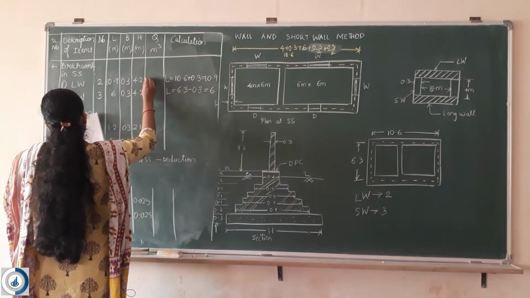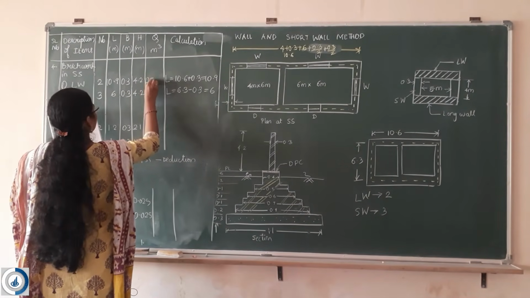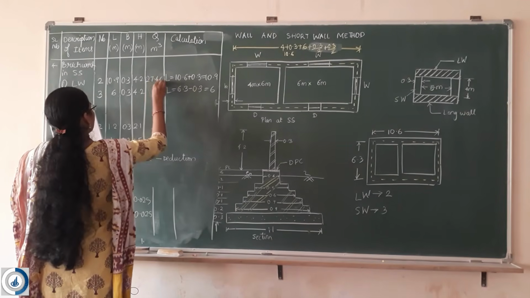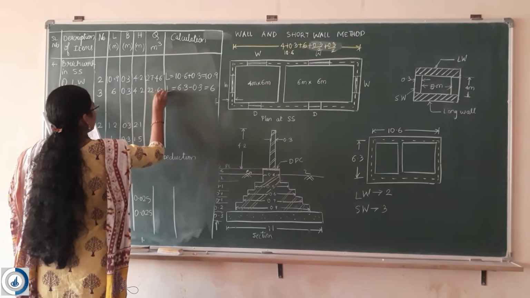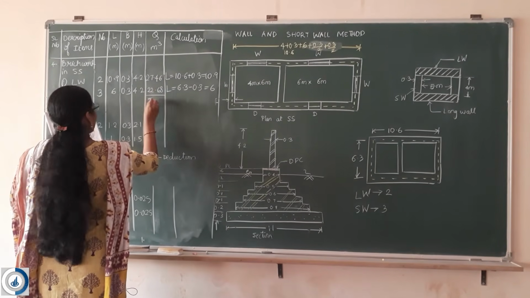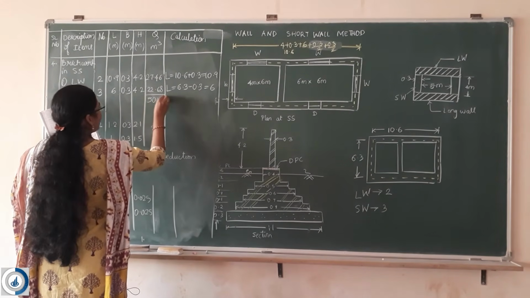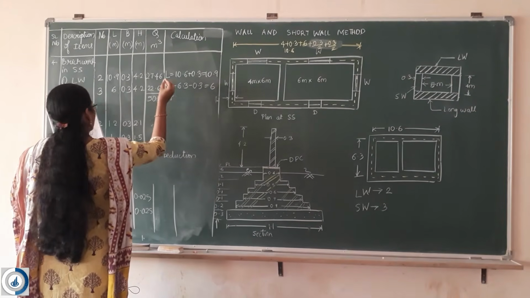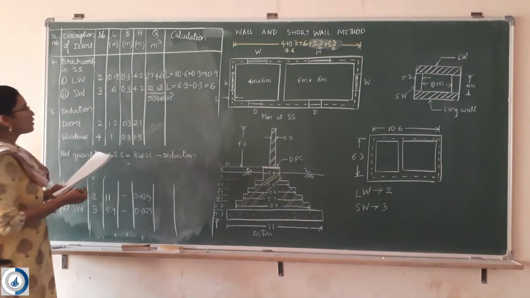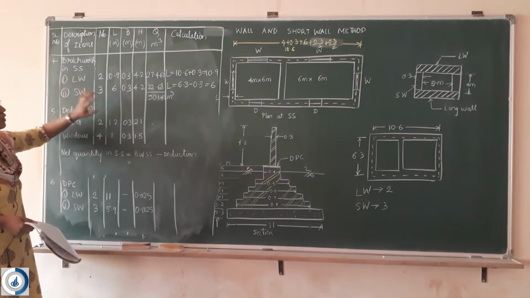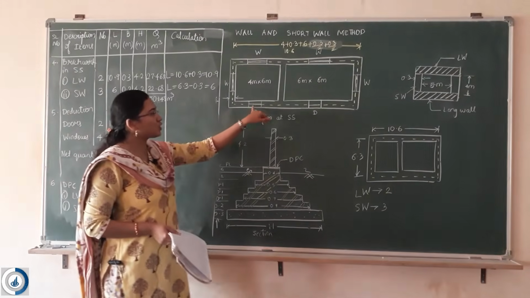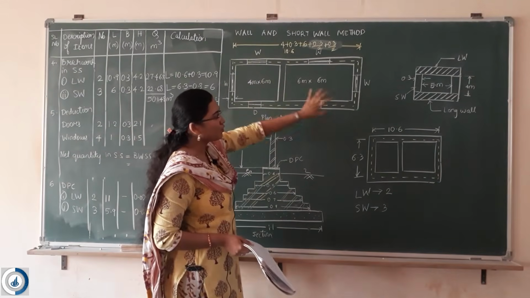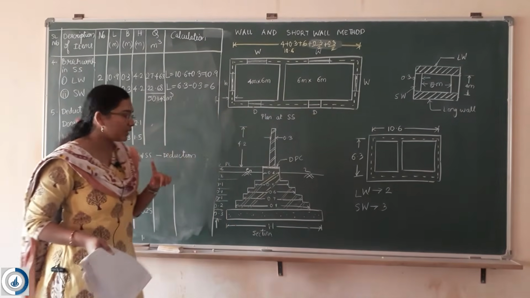So here it is 27.46 and it is 22.68. The total of this is 50.148 meter cube. So in the superstructure I am having the total quantity of 50.148. But we have the deductions of the doors and the windows. So we have to deduct the doors and the windows here.